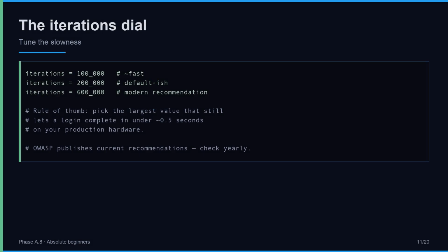The built-in way: the iterations argument is the slowness dial. 100,000 is on the fast side. 200,000 is a common default. 600,000 is a modern recommendation. The rule of thumb: pick the largest value that still lets a login complete in about half a second on your production hardware. OWASP, the Open Web Application Security Project, publishes current recommendations and updates them as hardware gets faster. Check yearly, and raise iterations over time.